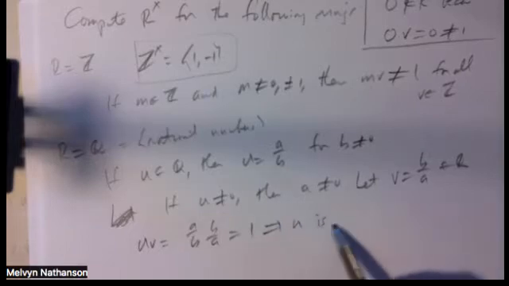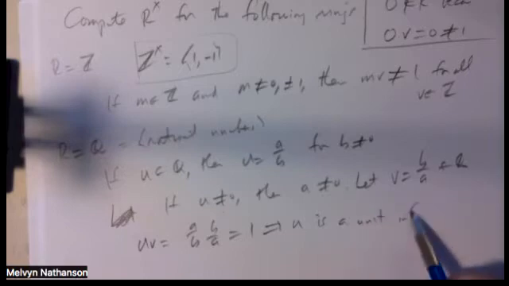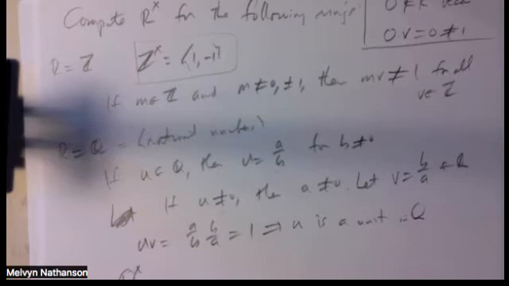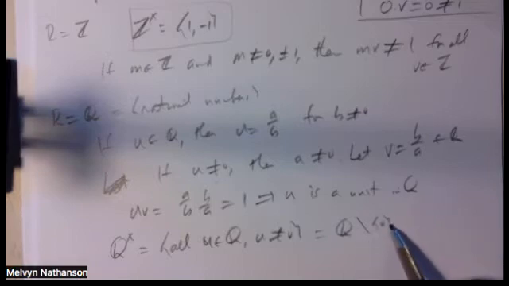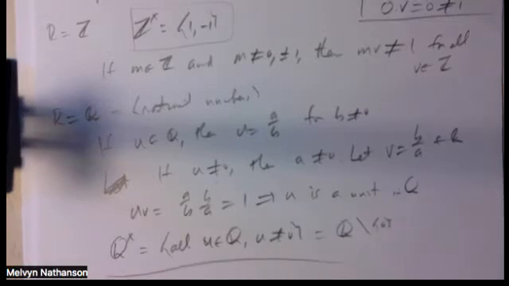So u is a unit in Q. In other words, in the rational numbers, the group of units is all non-zero fractions. That is, all the rational numbers with 0 removed. So in the rational numbers, every non-zero element is a unit.